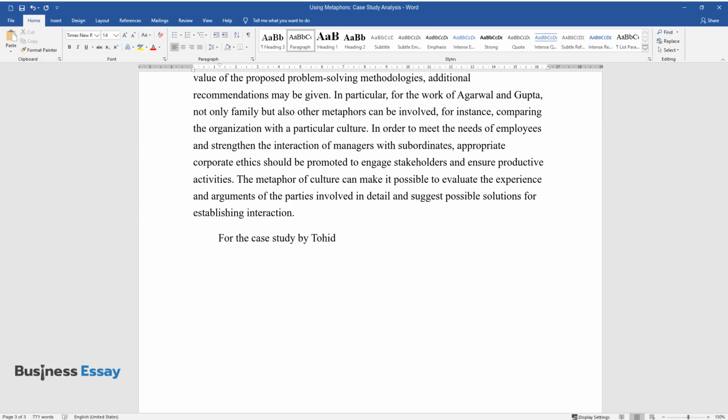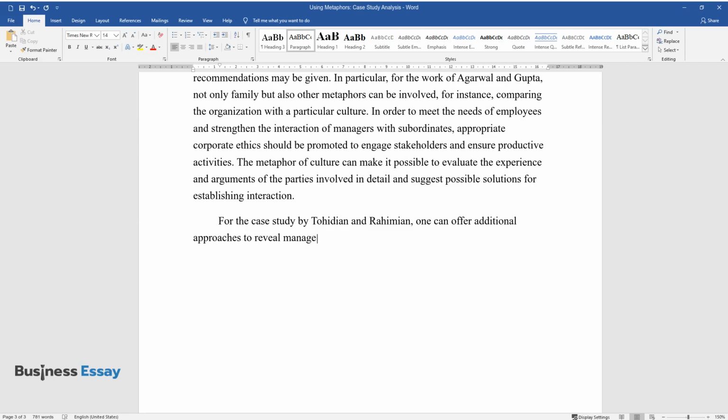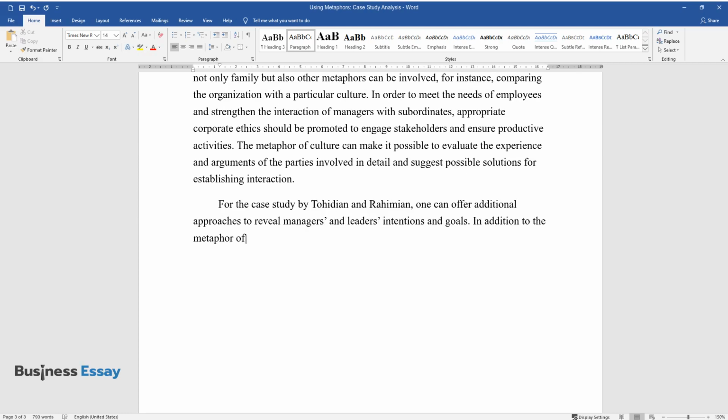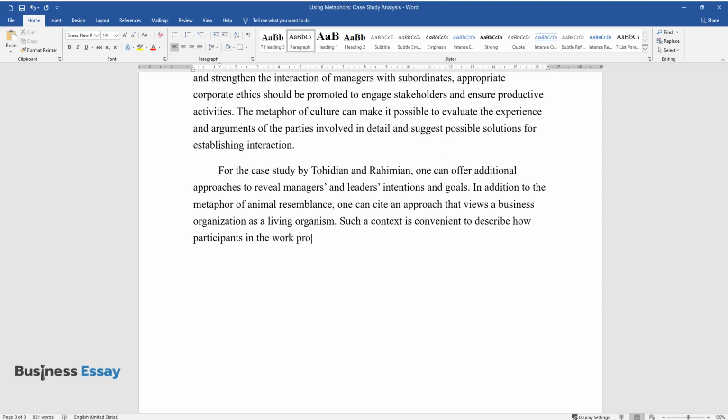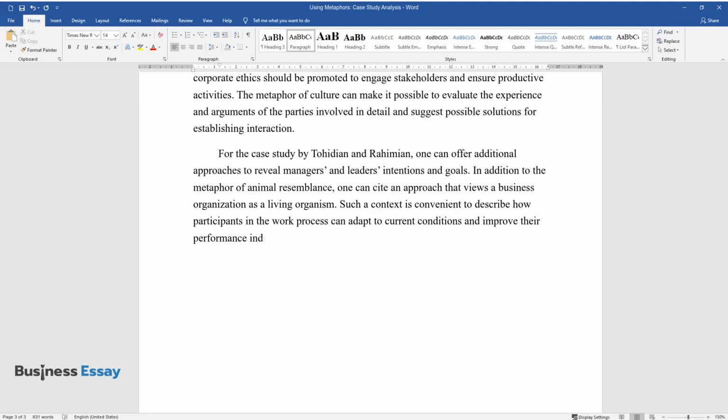For the case study by Tohidian and Rahimian, one can offer additional approaches to reveal managers' and leaders' intentions and goals. In addition to the metaphor of animal resemblance, one can cite an approach that views a business organization as a living organism. Such a context is convenient to describe how participants in the work process can adapt to current conditions and improve their performance indicators, which, in turn, is also the practice of assessing professional prospects.